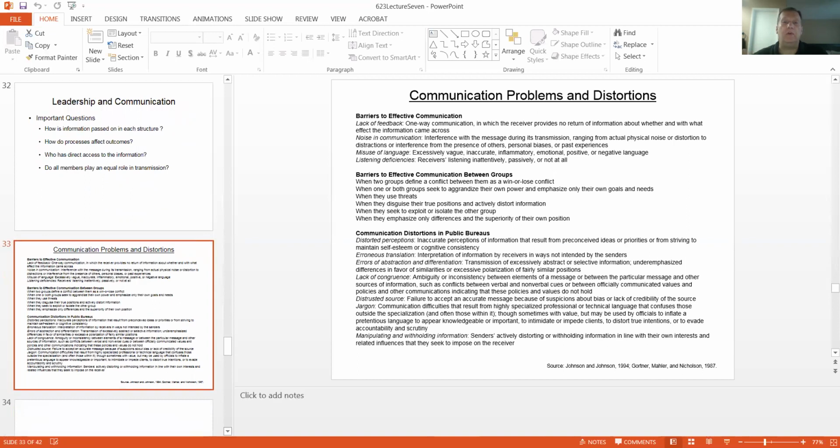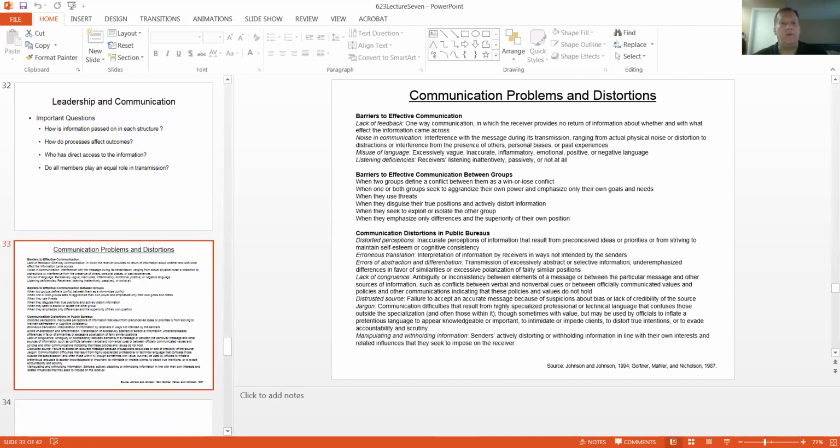We know that leaders run into a lot of problems with effective communication. There are a lot of barriers to effective communication. We won't go through everything that's listed on the screen, but things such as a lack of feedback, noise in communication that disrupts the transmission of what you are trying to transmit, misuse or misunderstanding of language in communication, listening deficiencies that people don't really want to hear what is being told to them. Those are all barriers to effective communication that leaders have to deal with.